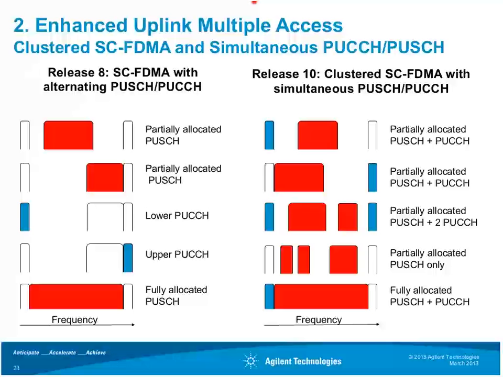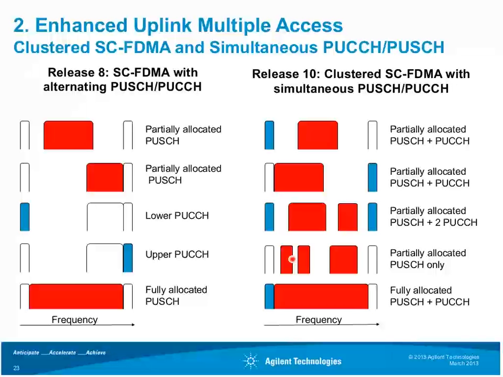For LTE Advanced, more than one signal can be transmitted in the channel. So on the left is 1, on the right is 2. This allows non-contiguous clustered groups of subcarriers to be allocated for transmission by a single UE. This increases the flexibility available for frequency selective scheduling. So clustered SC-FDMA was chosen in preference to pure OFDM, which is used in the downlink, in order to avoid a large increase in peak to average power ratio.